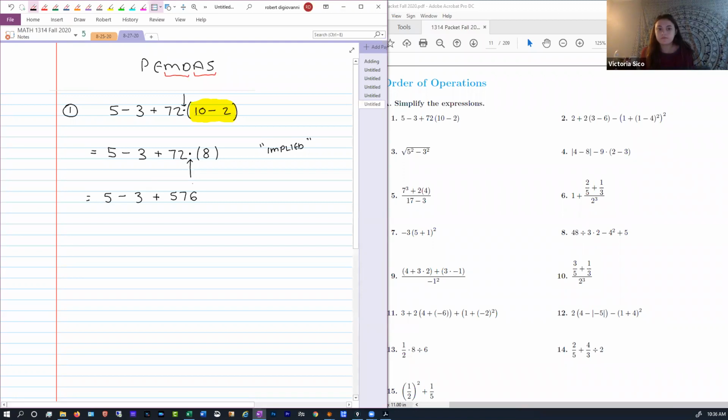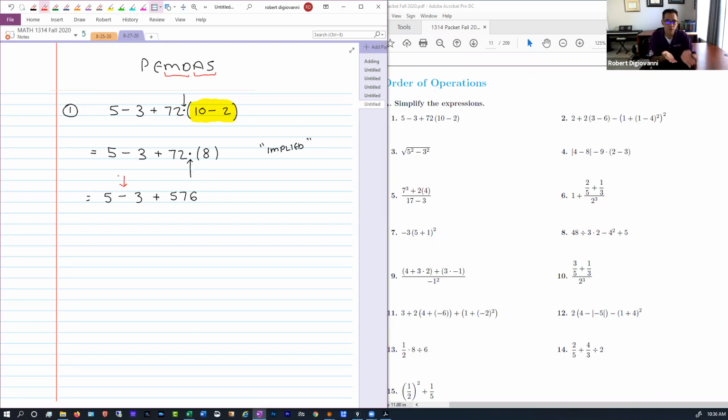Okay. You want to keep going? Sure. Okay, so what would be the next operation we need to do? 5 minus 3. We have to do the subtraction before the addition because we're moving from left to right. The only thing left to do is subtraction and addition, right? So we're going to do the subtraction first. So you go 5, take away 3. That's 2 plus 576. And now you're down to just a final addition. Add those two together. 578. Done.